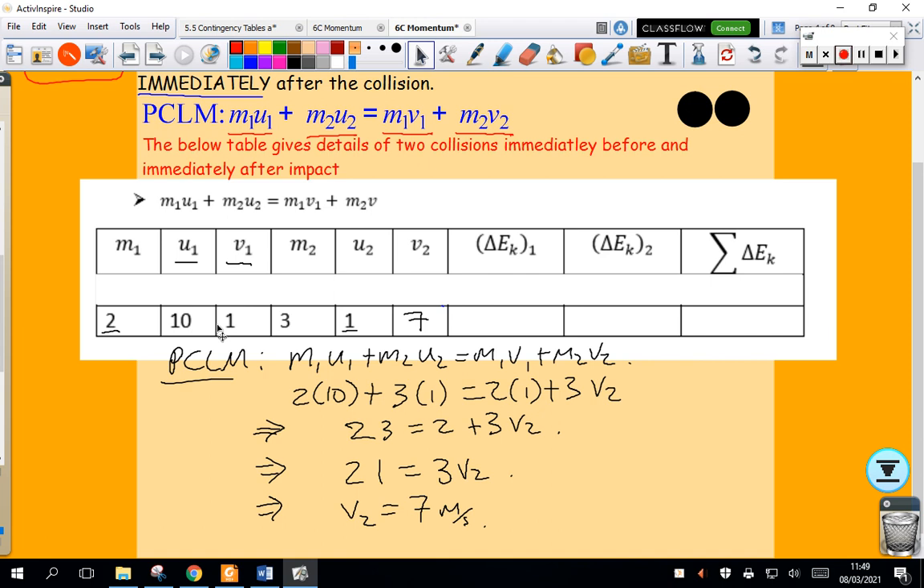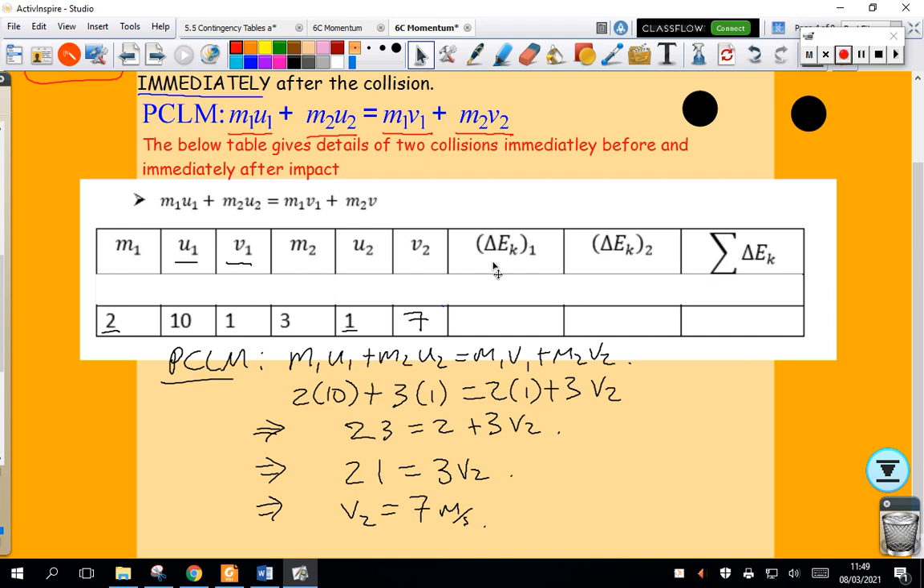The second mass is moving initially to the right at 1 meter per second, and then there's a change in velocity. It gains velocity. It was moving at 1 meter per second, but what happened when this caught up with it and slammed into it is it caused it to speed up. So those things should make sense.